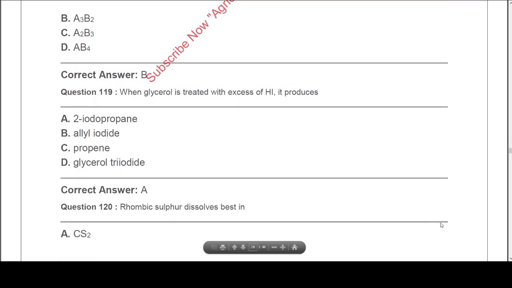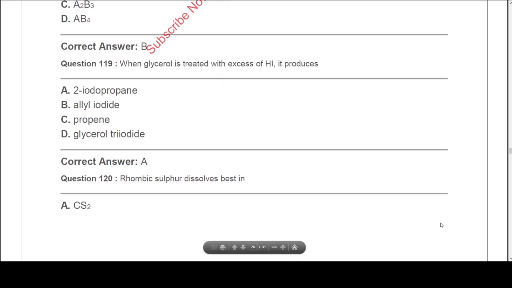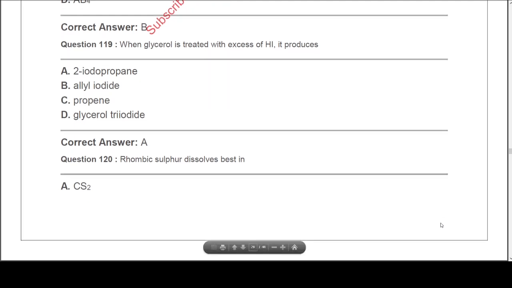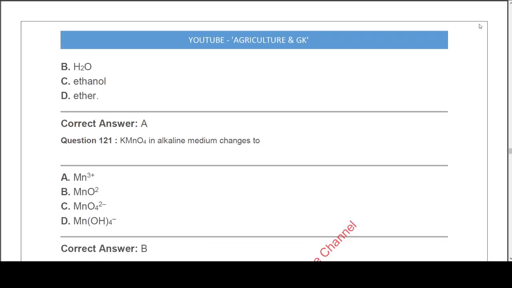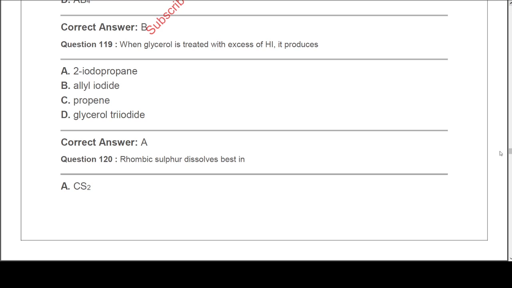All these are second, that is 12th standard, 11th standard syllabus. So whenever you are trying to prepare for this, try to be quite good at 12th and 11th. When glycerol is treated with excess of hydrogen iodide, it produces option A, 2-iodopropane. Rhombic sulfur dissolves best in option A, that is CS2.